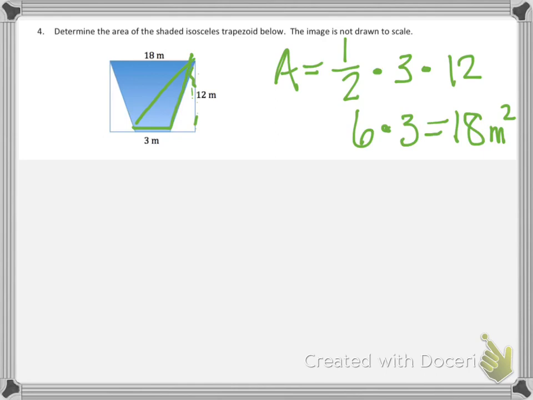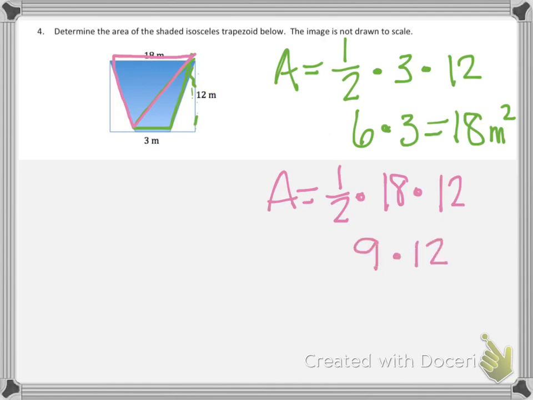And then this one on the top is going to be right here, and that's area equals 1/2 of the base 18 times the height 12. So half of 18 I know is 9 times 12, and 9 times 12 would be 108. So 108 square meters. And if you add those together, you get your total. 18 plus 108 is 126 meters squared. 126. All right, that's the space of the shaded in trapezoid.